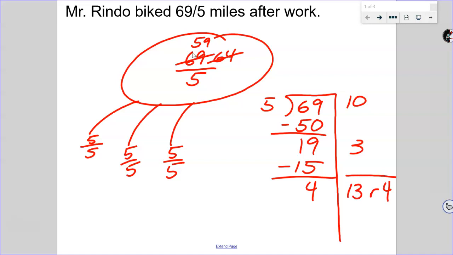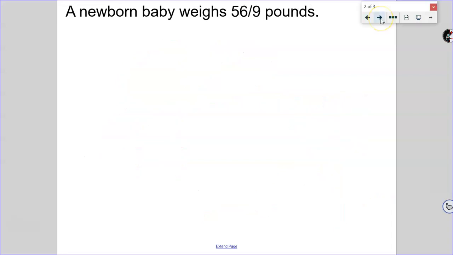But I'm not going to leave it as 13 remainder 4, because let's not forget what we were actually trying to find out. We were trying to find out what 69/5 is equivalent to. Well, now we know. It's 13 wholes, and that remainder 4 is a remaining 4/5. Well, so there it is. Now we could plug that number in and say, Mr. Rindo biked 13 4/5 miles after work. And that would make a lot more sense because we've renamed it as a mixed number instead of leaving it as improper. So let's take a look at our next one.